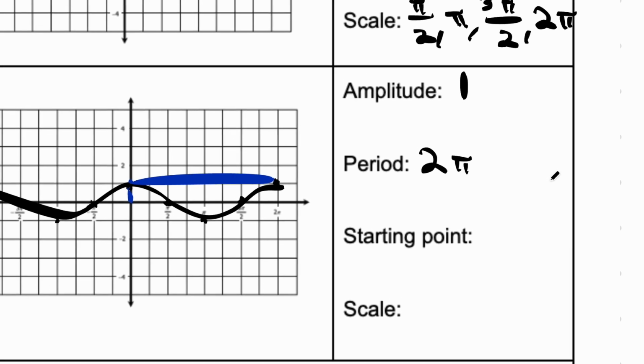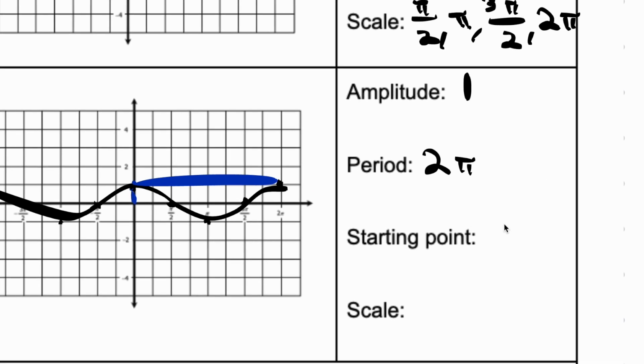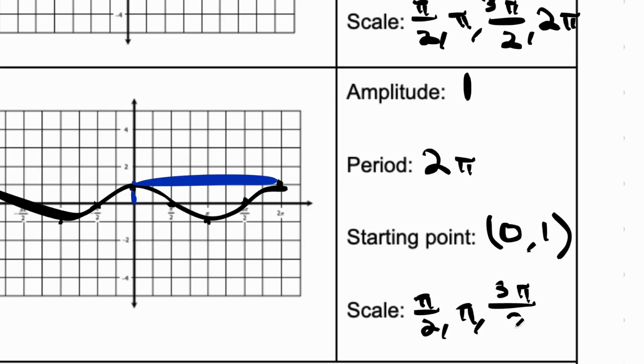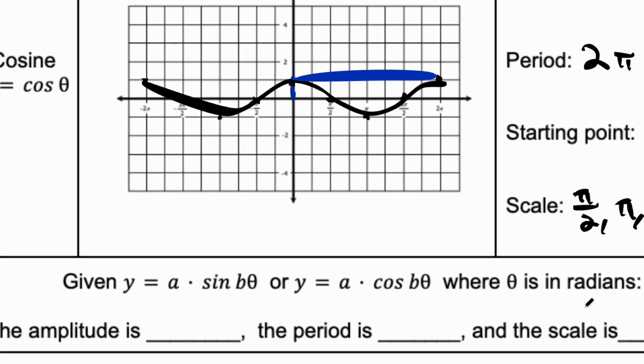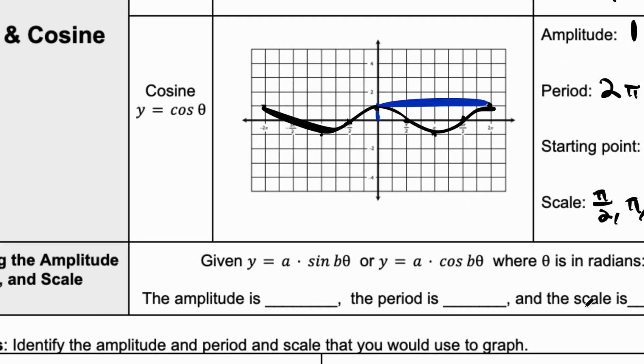Our starting point is going to be (0, 1). It's going to be this point right here. And then our scale is going to be the same. We're going to have pi over 2, pi, 3 pi over 2, and 2 pi.